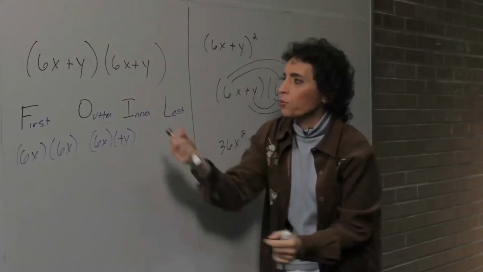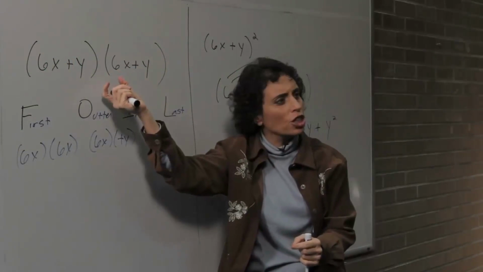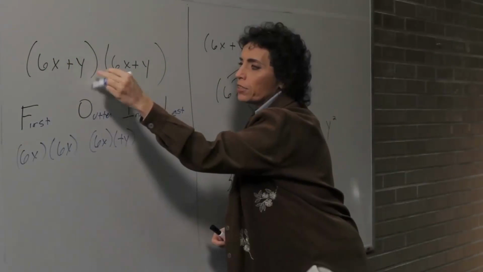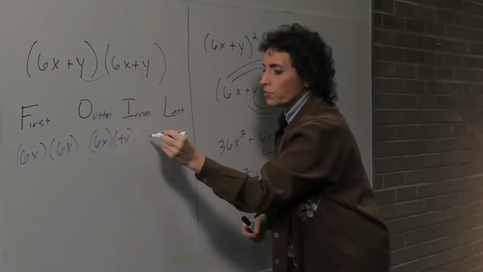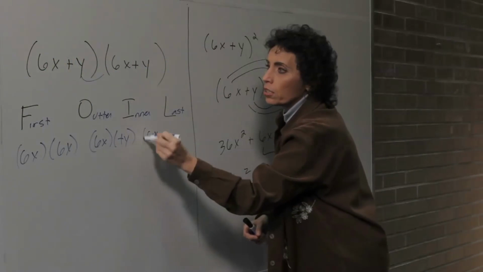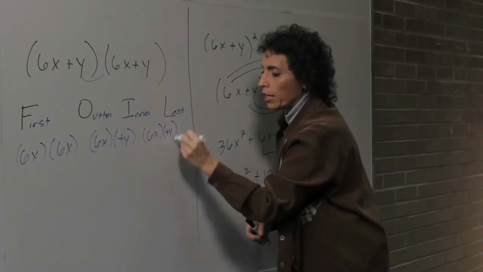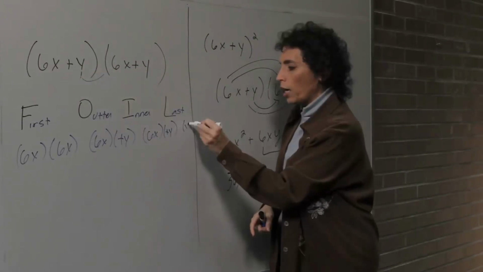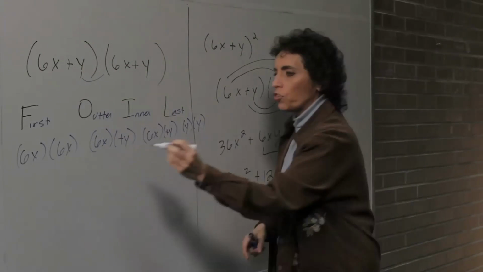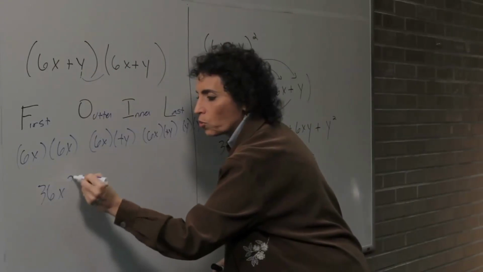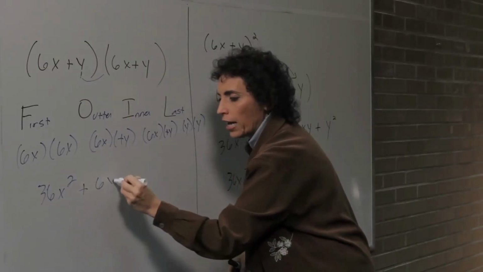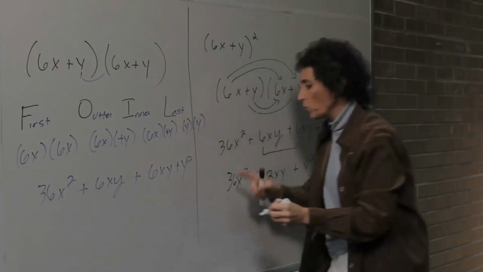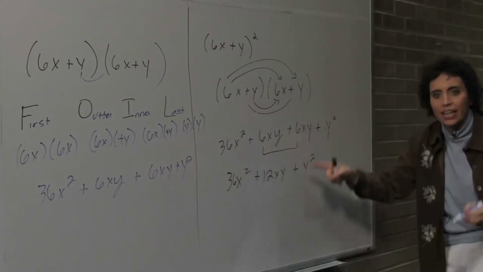Then take the inner terms. The inner terms are those terms that almost touch. Terms that almost touch. So that positive, right here, positive 6x inner. Positive 6x times positive y. And finally, last is the last one in every spot, which is y times y, which is 36x squared plus 6xy plus 6xy plus y squared, which is exactly the way we just did this.